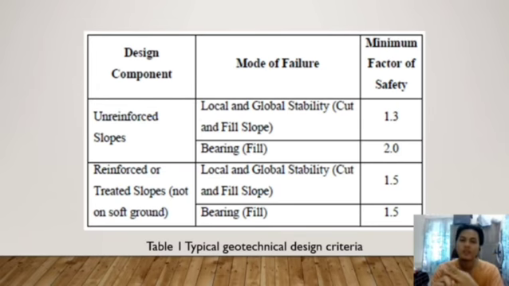They have the same modes of failure as the unreinforced slope, but if you can see the difference, they have different minimum factors of safety compared to the unreinforced slope. For both modes of failure for the reinforced slope, the minimum factor of safety is 1.5.